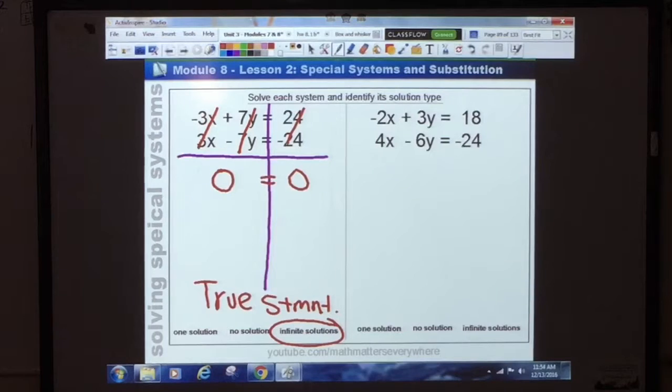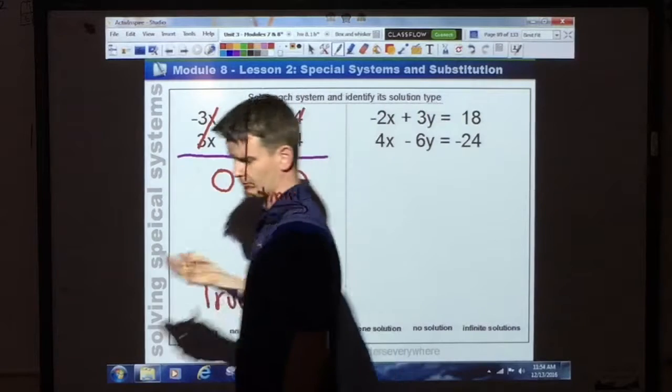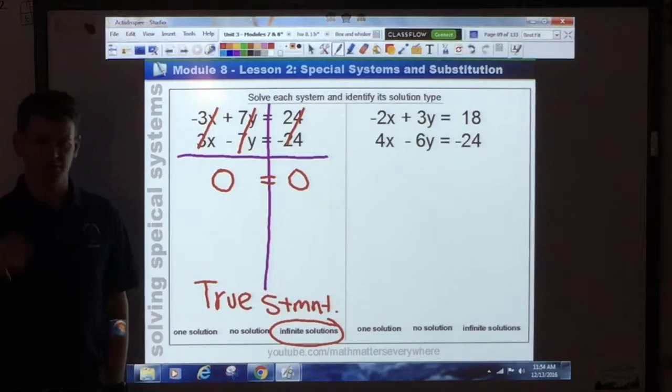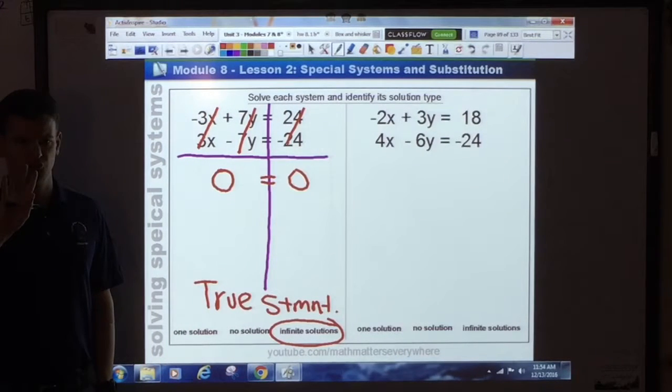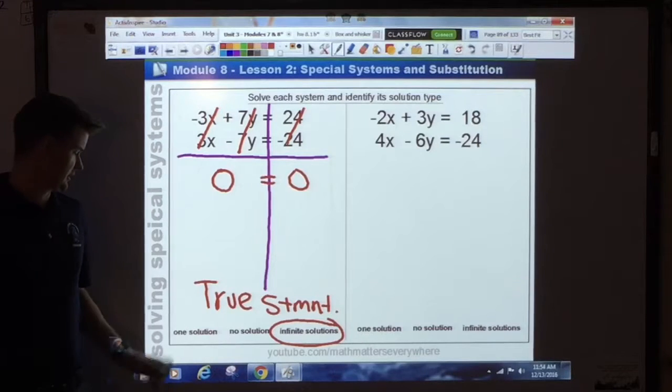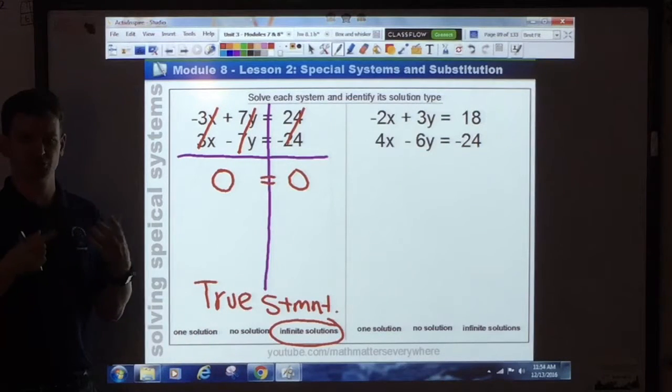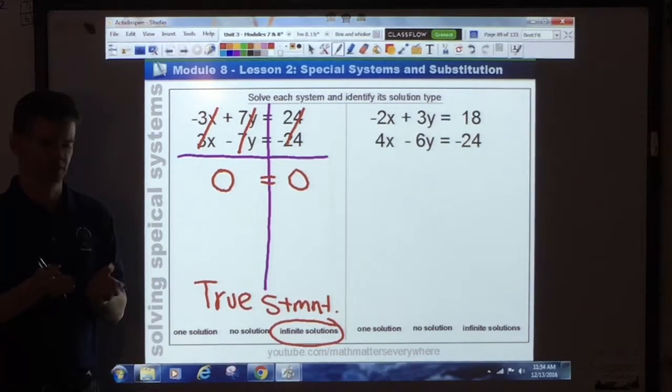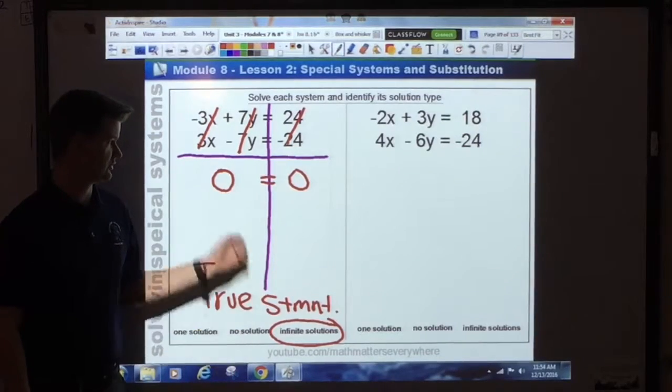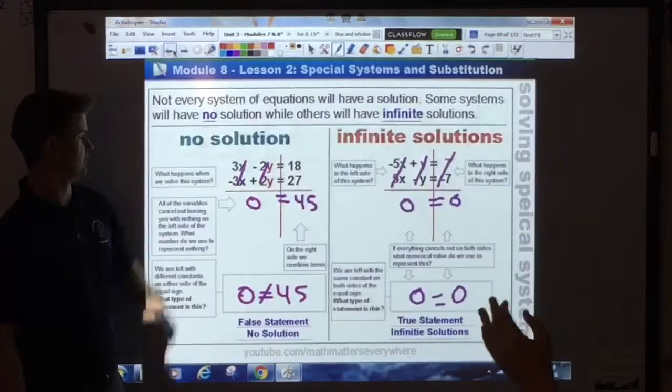Mr. Jackson, I have a question. Okay, what's your question? If it was a true statement, could it have one solution or no solution? If it has one solution, it has one solution. Remember, there are 3 different types of solutions for equations and systems. There's one solution, which is what you've been seeing so far. That's that coordinate pair. No solution is when you end up with what we saw right here.